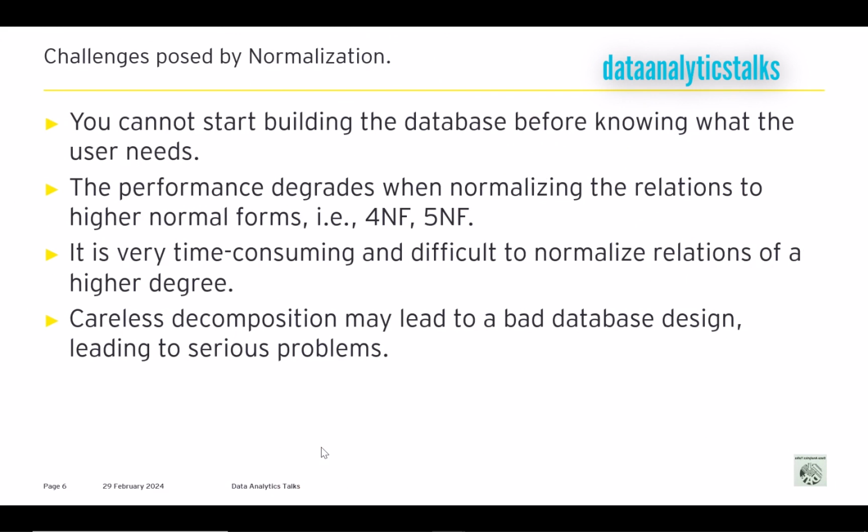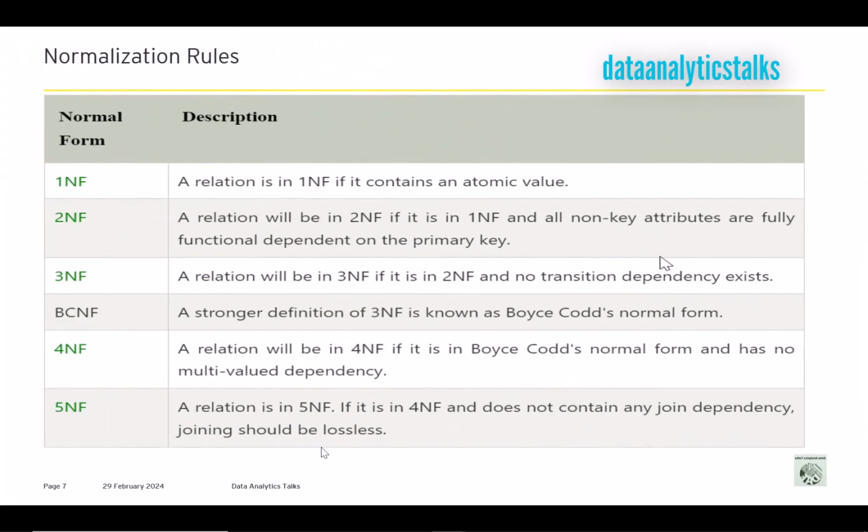Then coming to the normalization rules, I am not sure whether you can simply understand it, but from a high level point of view, we have 1NF, first normal form, 2NF, second normal form, 3NF, third normal form, and BCNF, which is another version of the 3NF. Then 4NF is fourth normal form, and 5NF is fifth normal form.